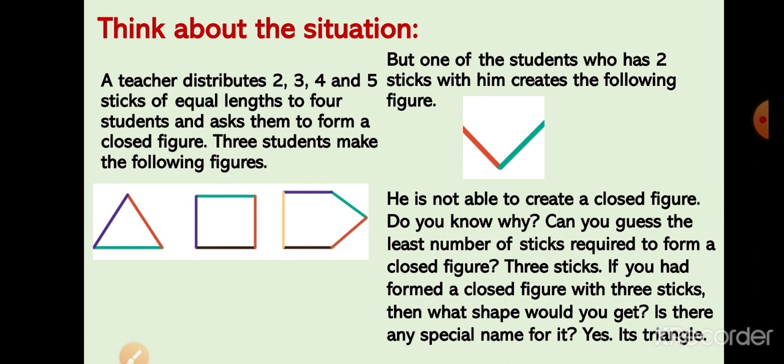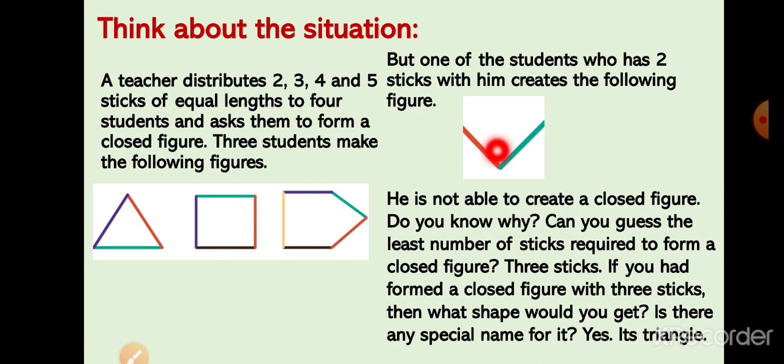Three students make the following figures. Look at the figures here. All these figures are closed, they are not open. But one of the students, who has two sticks with him, creates the following figure.